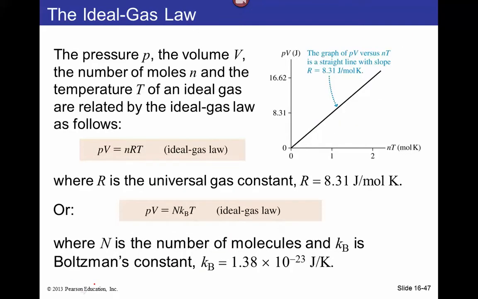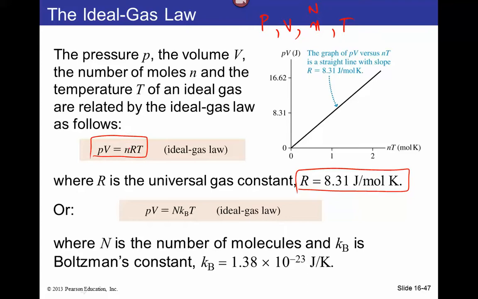So there are four quantities that we are able to measure when we work with an ideal gas. We have the pressure, the volume, the number of moles or number of particles, either one, and the temperature. These are related by this equation here, which we call the ideal gas law. It says that the pressure times the volume is equal to the number of moles times R, a universal constant, times T.